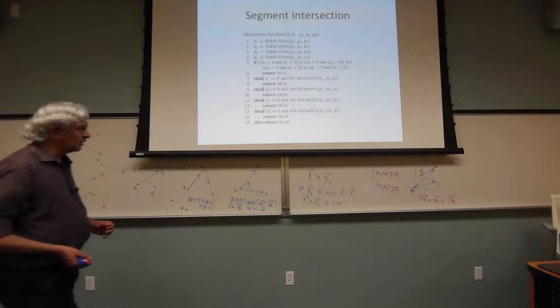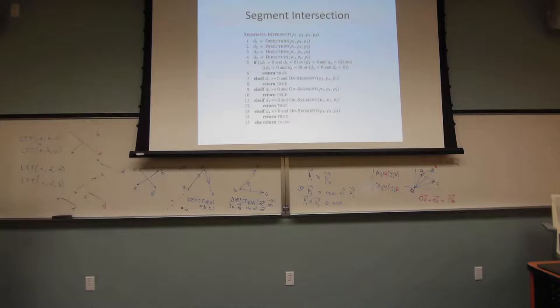Remember, in the on segment test, I have three points that I'm given, P1, P2, and P3. And I'm asked the question, if I draw a line segment from P1 to P2, is P3 on that line segment? Okay. And clearly, we're only going to do this test for things that are collinear. So here is the simplest way that I would do it if somebody just woke me up in my sleep and said, go solve this problem.